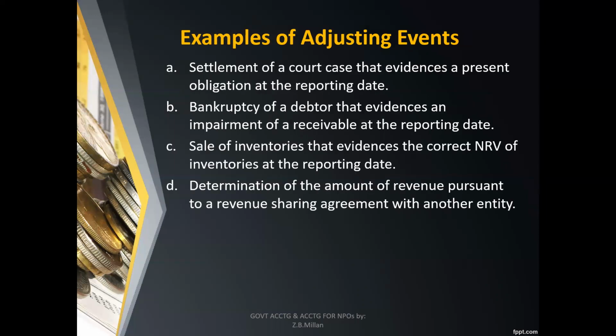So you have it here, sample of adjusting events: a settlement of a court case, bankruptcy of a debtor that evidences an impairment of a receivable, sale of inventories that evidences the correct net realizable value of inventories at the reporting date, and the determination of the amount of revenue pursuant to a revenue sharing agreement with another entity.